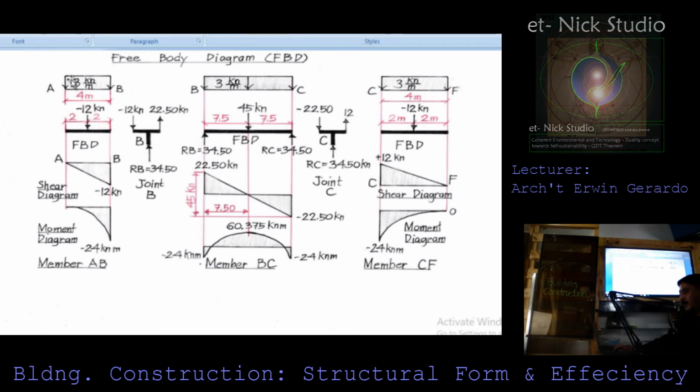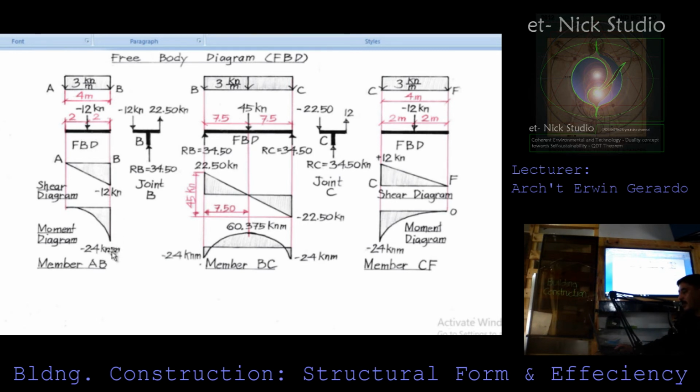So take note, there is the half of 4 meters, 2 meters. That is why 4 divided by 2 is 2 times negative 12 kilonewton. So here, 3 kilonewton times 4 is 12. Then for the 12, we have a moment arm which is actually 2.